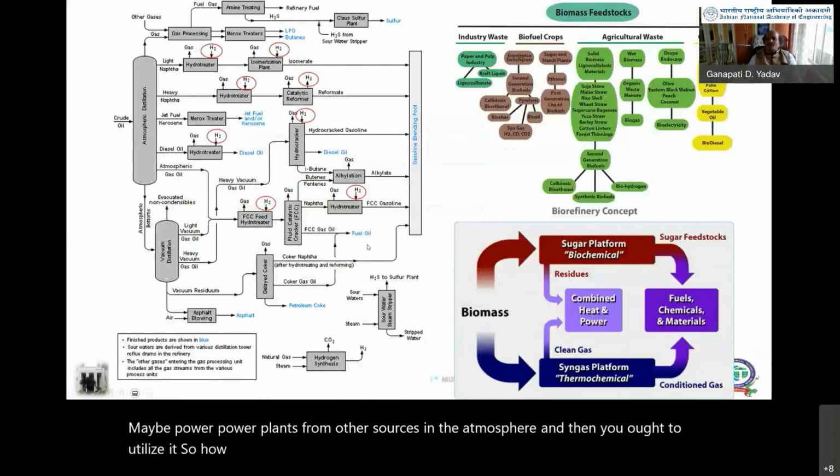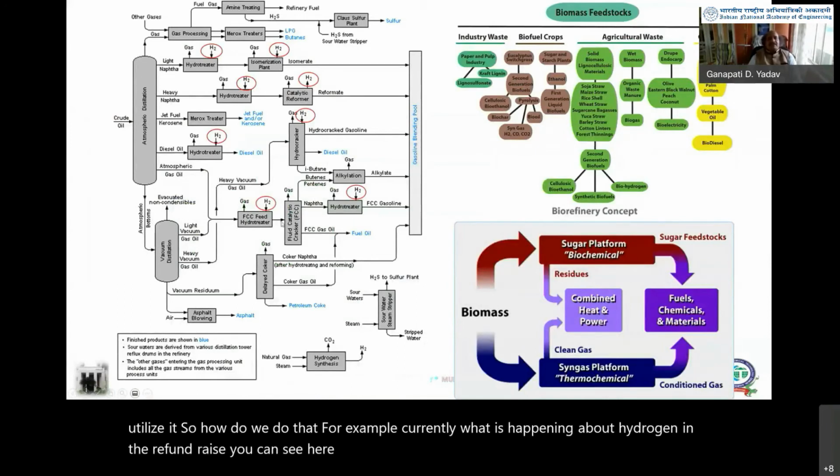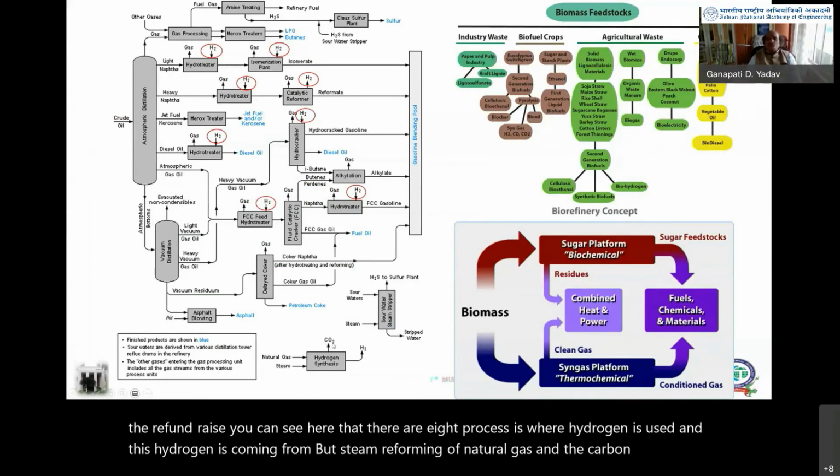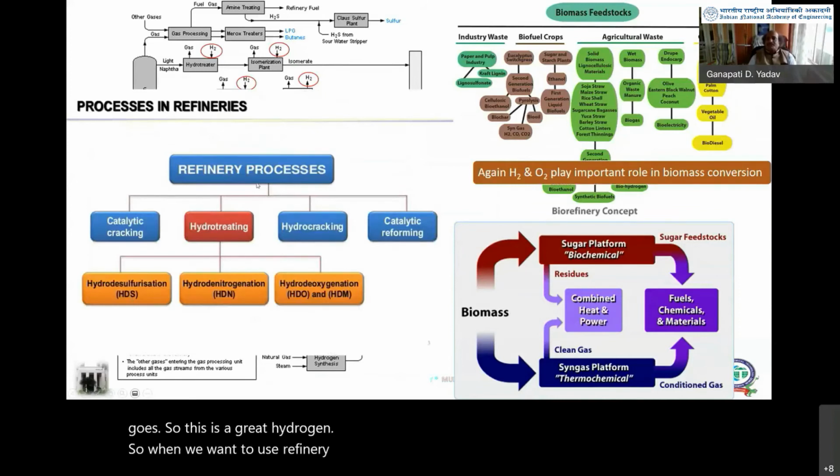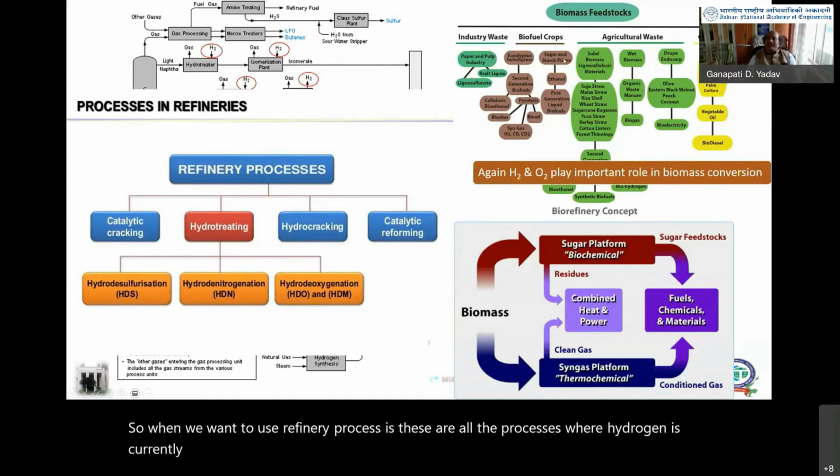For example, currently what is happening about hydrogen? In the refineries, you can see here that there are 8 processes where hydrogen is used, and this hydrogen is coming from steam reforming of natural gas, and the carbon dioxide goes out. So this is gray hydrogen. So when we want to use refinery processes, these are all the processes where hydrogen is currently used. But remember, when we are talking of bioeconomy, again, hydrogen and oxygen are going to play a very important role in biomass conversion.